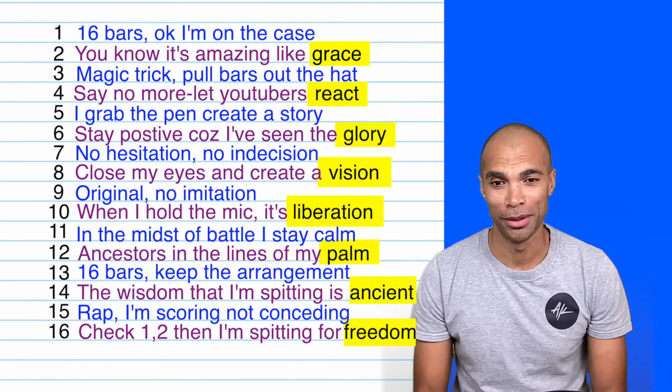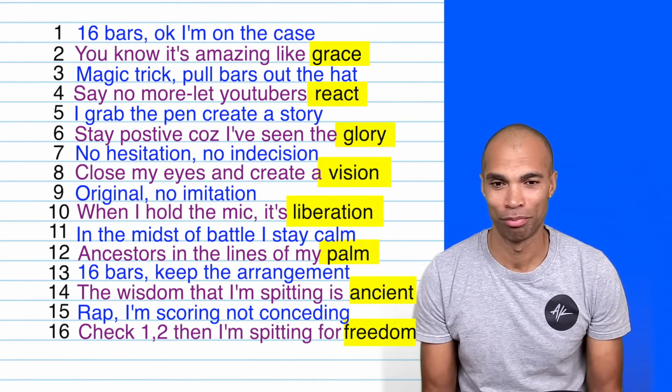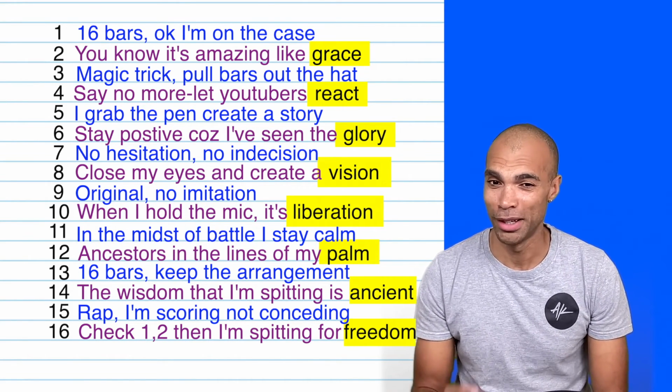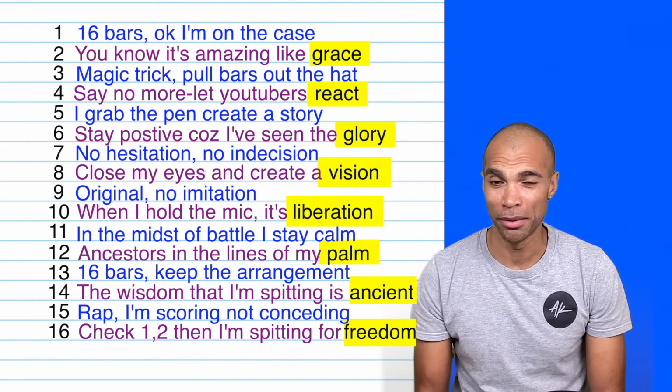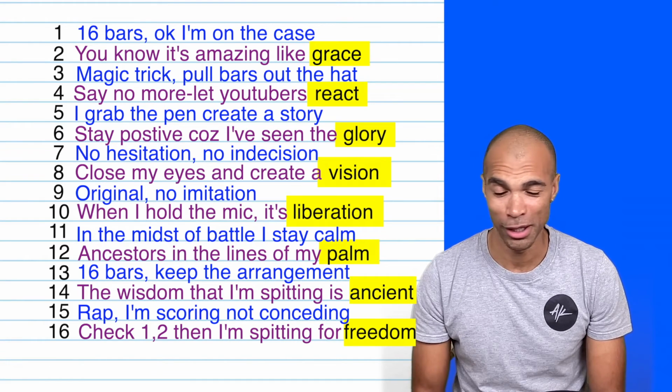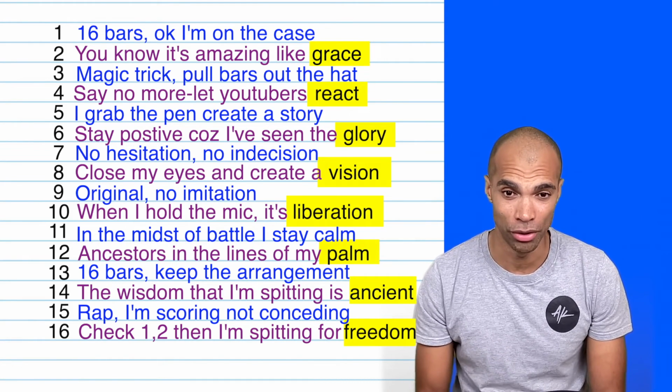So there you have it. 16-bar rap in 5 simple steps. And here's that bonus tip. Once you've got your 16 bars, think about the arrangement of your lines. Think particularly about the arrangement of your punchlines.